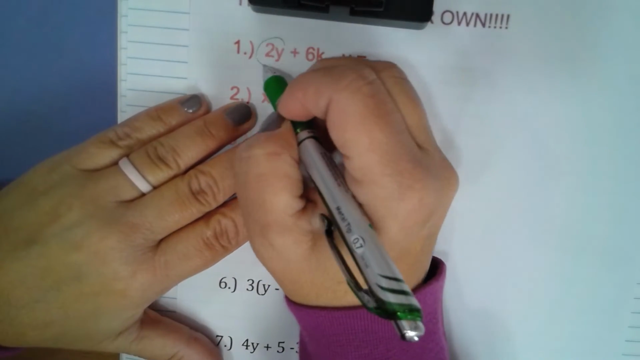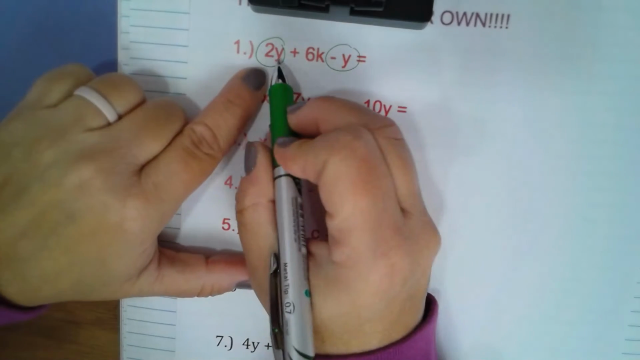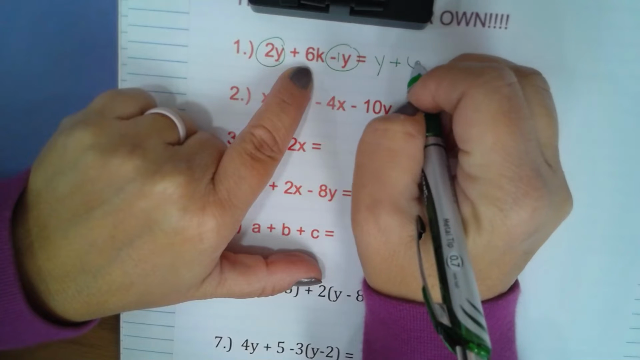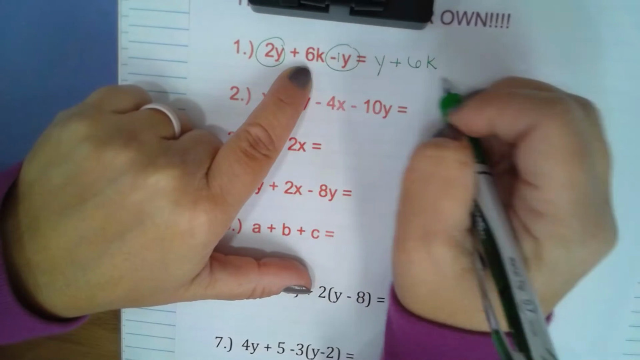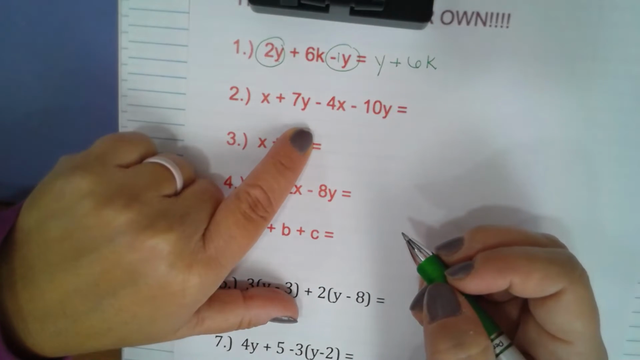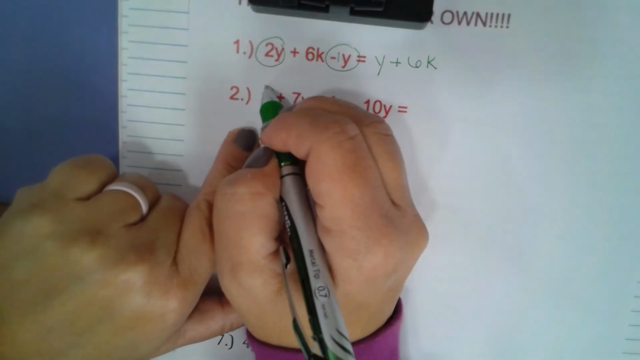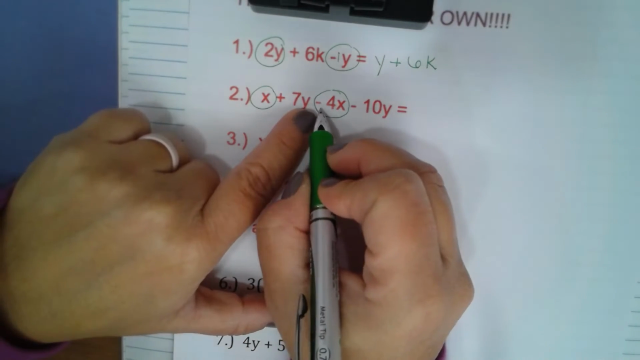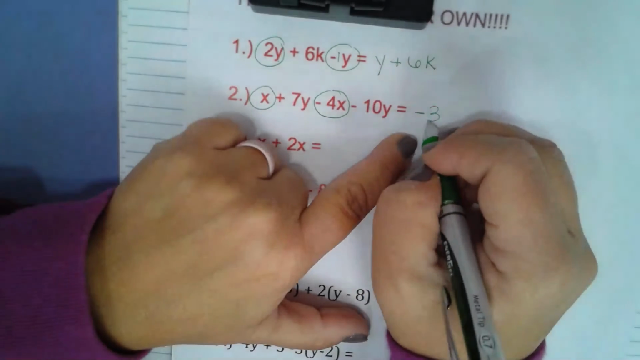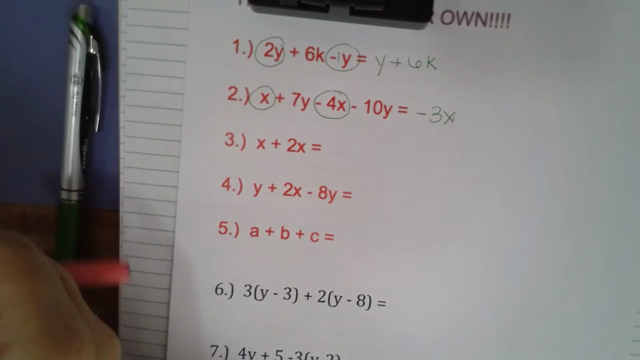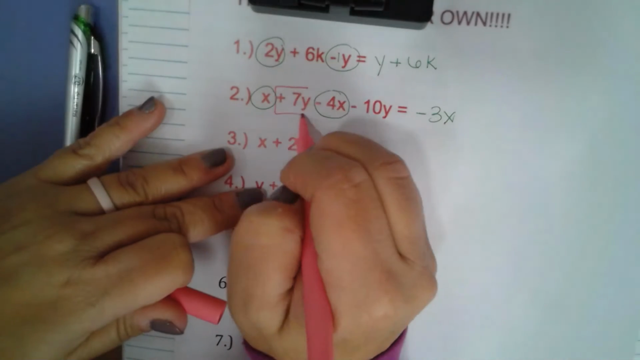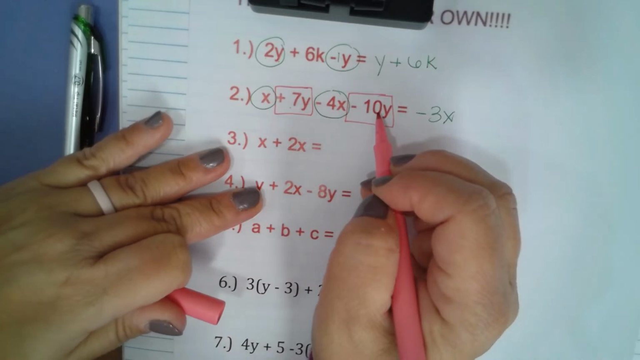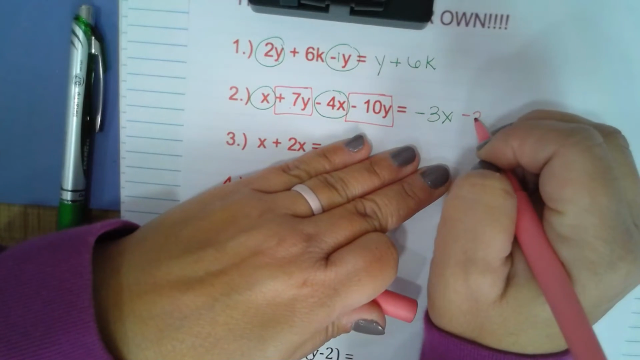Okay, so hopefully you guys did these on your own. Let's go over them. So I have 2y minus 1y is 1y plus 6k. Can't combine them? That's your answer. Or 6k plus y. I have an x and a negative 4x. So 1 minus 4 is negative 3x. And then I have a 7y minus 10y. So 7 minus 10 is negative 3y.